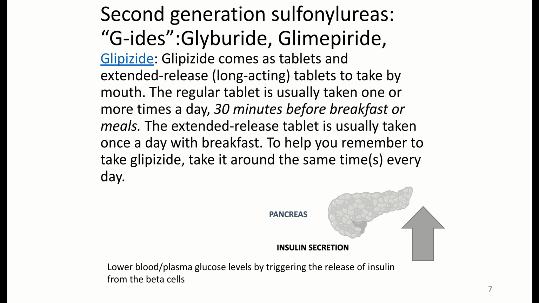Nursing consideration for glipizide. Glipizide comes as tablets and extended release or long acting tablets to take by mouth. The regular tablet is usually taken one or more times a day, 30 minutes before breakfast or meals. The extended release tablet is usually taken once a day with breakfast. To help the client remember to take glipizide, take it around the same time every day.